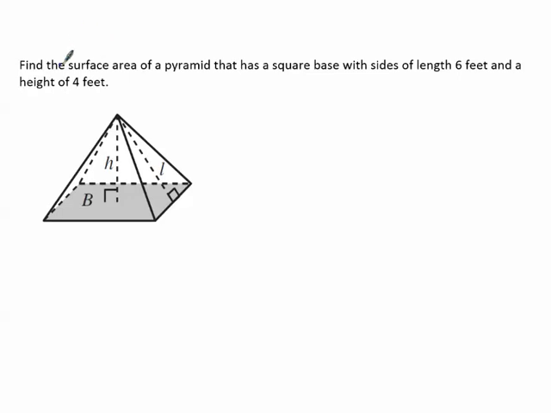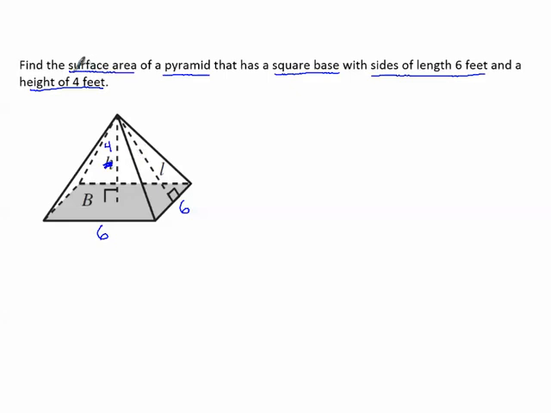Second example, find the surface area of a pyramid that has a square base with sides of length 6 feet and a height of 4 feet. Here's the picture from our formula sheet of the square pyramid. Let's label it with the information they gave us. The square base has sides of length 6 feet. So the base is a square, so that means it's 6 along this side, 6 along this side, and 6 along all the other sides. It says the height is 4 feet. So instead of the h here, we can put 4.